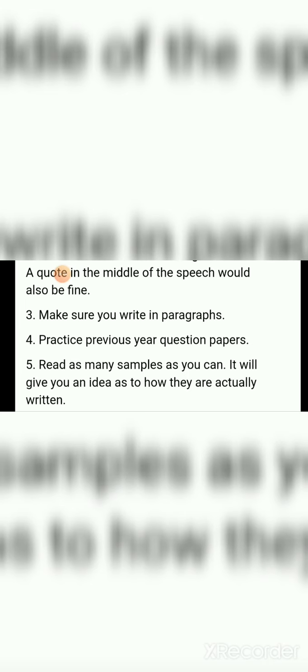Practice previous year question papers that you will be getting today. Today I will send you prominent speeches from the last two years which students got as a unit test, house examination, in the final attempt, and even in the compartment exam. You can check them. Go through those five solved examples I will send you by evening. Read as many samples as you can. It will give you an idea of how they are actually written. Today I am doing the same.